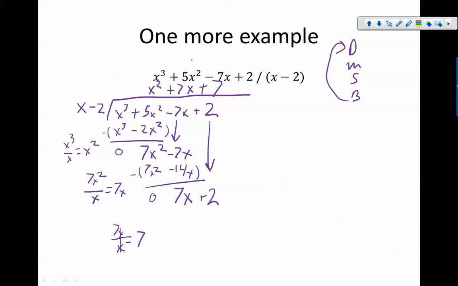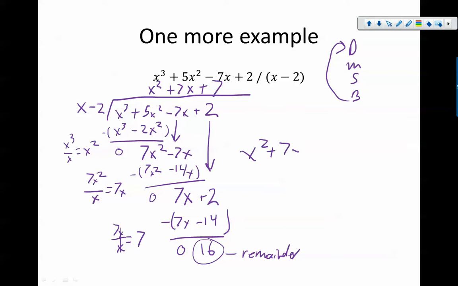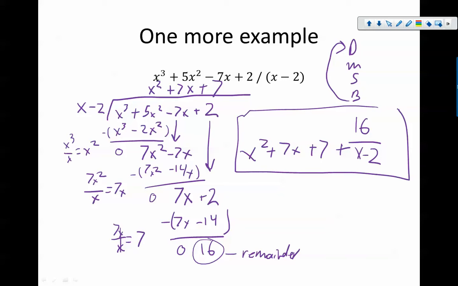Then I multiply. 7 times x is 7x. 7 times negative 2 is negative 14. Then I subtract. This becomes 0. 2 minus negative 14 is 16. So 16 is my remainder, which means my final answer is x squared plus 7x plus 7, those up there, plus my remainder over what I was dividing by, my divisor. And that right there is my final solution.